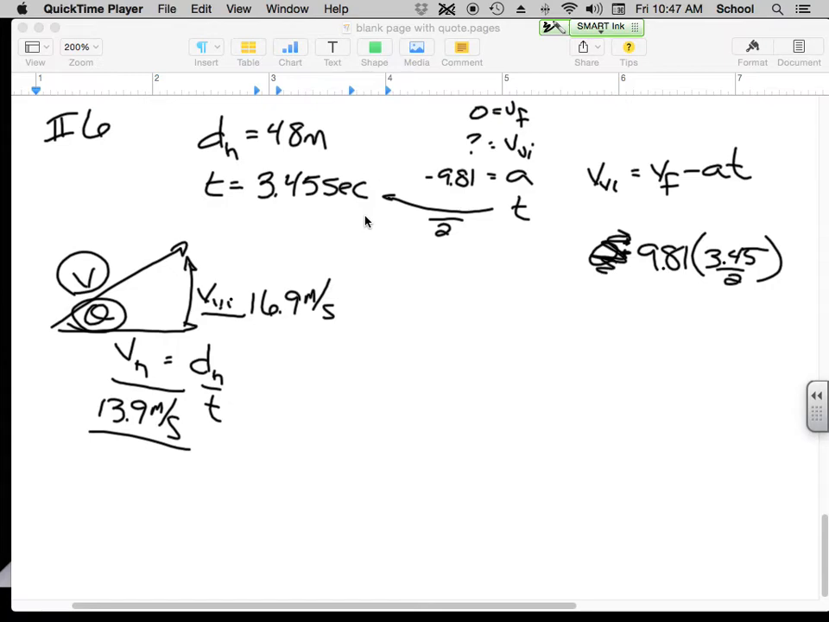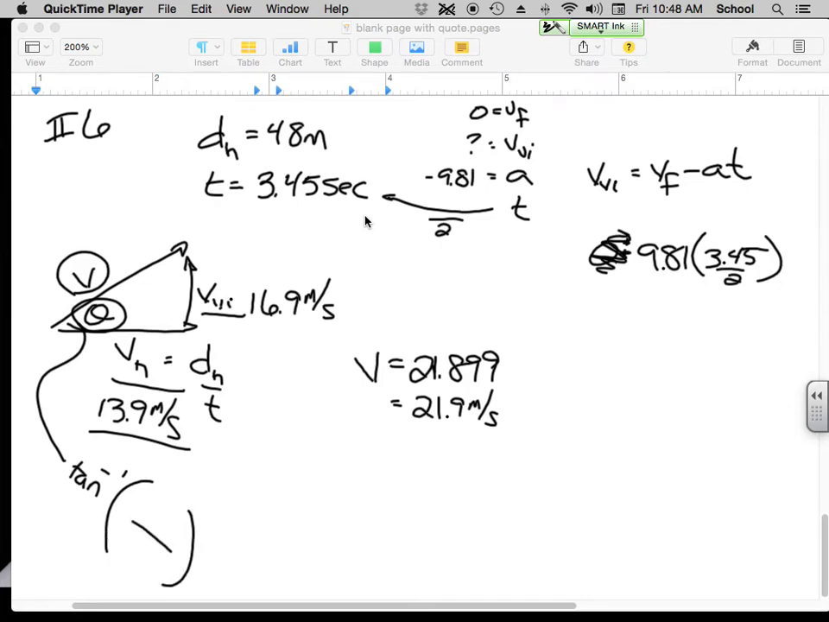So then if I know this side and this side and I want to know the hypotenuse, I need to? Pythagorize it. And that gives me a velocity of 21.899. So I was thinking 21.9. And then to find this angle, of course, we always use tangent to the minus 1, and the opposite side over the adjacent side. And we get a 51 degree angle.